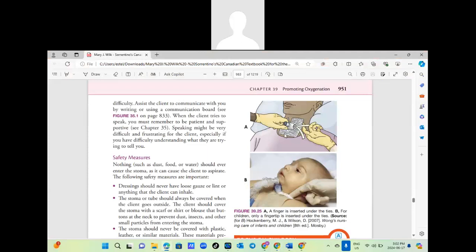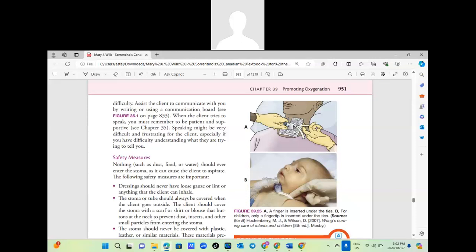Remember that it's a surgical opening, right? So if you're going to take this out, there's the stoma, but we don't take this out. This one remains. If you take out the dressing, you can see the skin surrounding the trach.